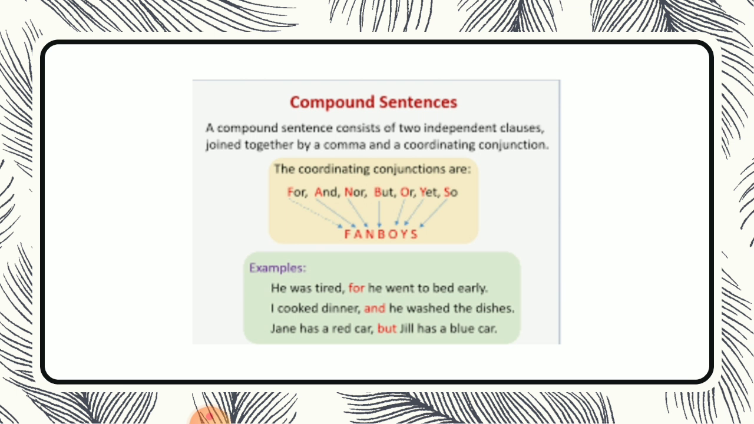Examples are here. See how in compound sentences, two different sentences are combining. He was tired, for he went to bed early. A reason is coming. I cooked dinner and he washed dishes. Jen has a red car, but Jill has a blue car. So, two different concepts are there.